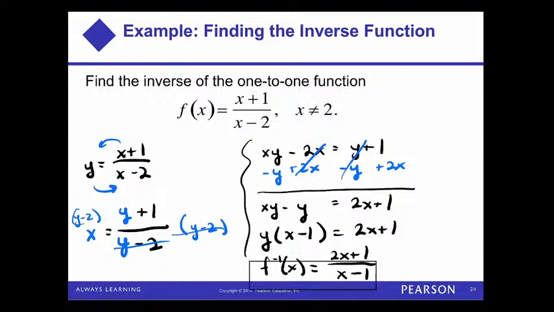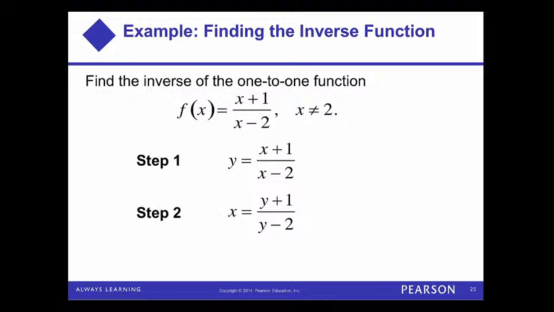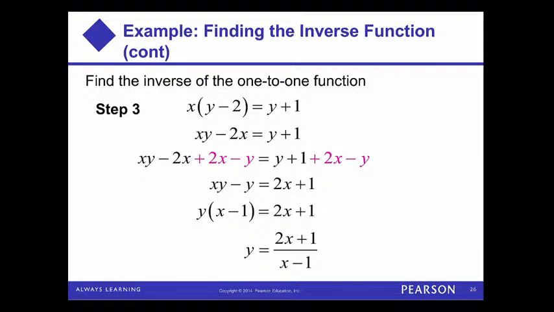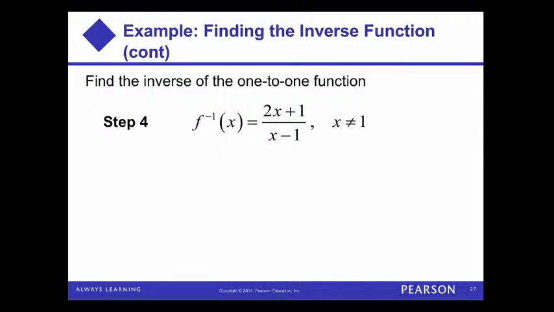Let's see what the typed notes say about this. So first they replaced f of x with y, then they switched the x and the y, and then they solved for y. They multiplied both sides by y minus 2, distributed, got the y's on one side, x's on the other, and then they get here, right? Same place that we got to. And again, we can't divide by 0, so x is not equal to 1, so that's fine. I'm going to go ahead and add that to our text.